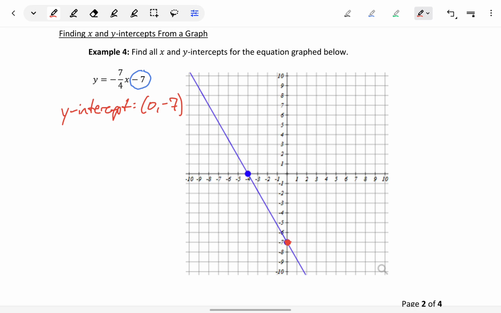So if we weren't given the equation for the line, we would just identify that point where we hit the y-axis. We'll use that to identify our x-intercept, because right now we don't know how to pull that information out of the equation. We look at the graph and find the point where our equation intersects with the x-axis. We see that that occurs right here at the point (negative 4, 0).